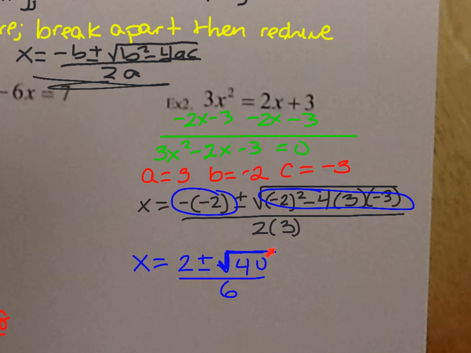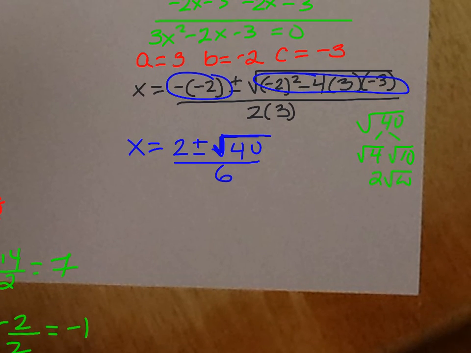Okay, so now the square root of 40, we can't take the square root of 40, but we can simplify it. So I'm going to simplify it right over here on the side. So what perfect square goes into 40? 4 and 10, which is 2 the square root of 10. All right, so we have then x equals 2, that was from the beginning here, plus minus, now the square root of 40 is 2 the square root of 10 over 6.